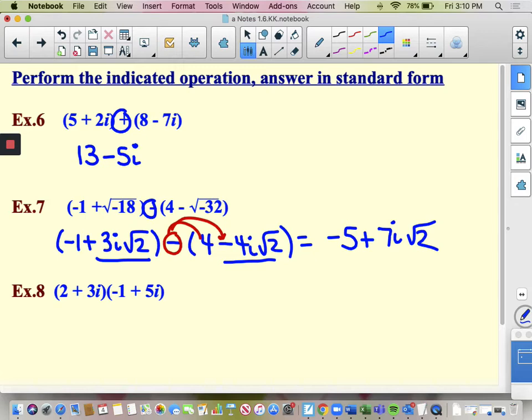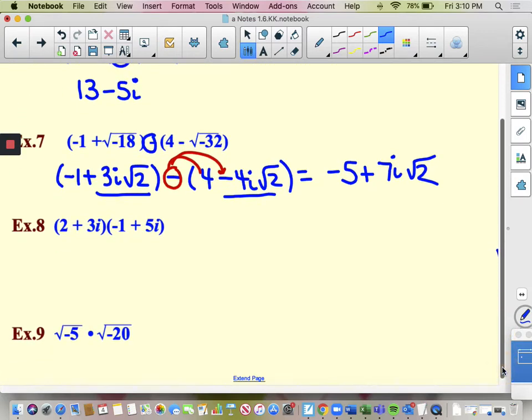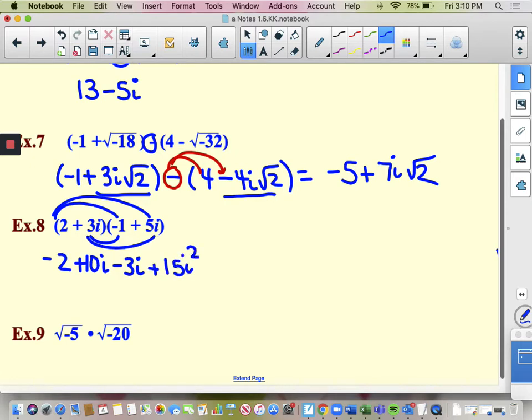And of course, multiplication is just like multiplying any other binomial. This is a binomial times a binomial, so I'm going to FOIL. Outer 10i, inner -3i, last 15i squared. Okay, now do you remember what i squared is? Quick, jog your memory. If the square root of -1 is i, and I square this, the square cancels out the square root, so i squared is just -1.